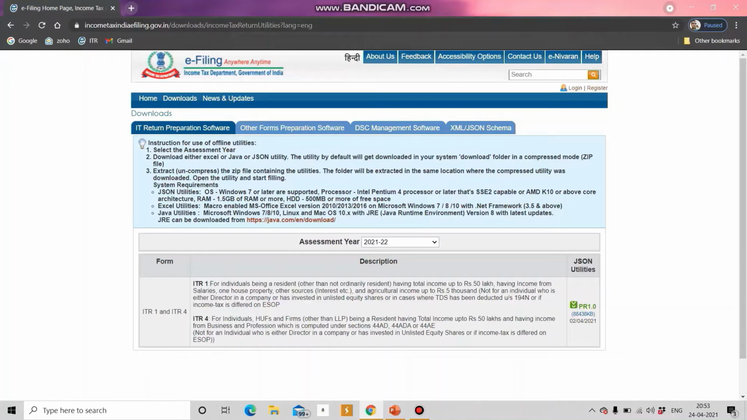Now they have written that it is for individuals being a resident other than not ordinary resident, having total income up to 50 lakhs, having income from salaries, one house property, other sources, interest, etc., and agricultural income up to 5,000 rupees. As additional, there are some other conditions also. So let us see what exactly the conditions are. We'll focus on the individuals who cannot file ITR1. Once we go through that list, remaining everyone can file ITR1.